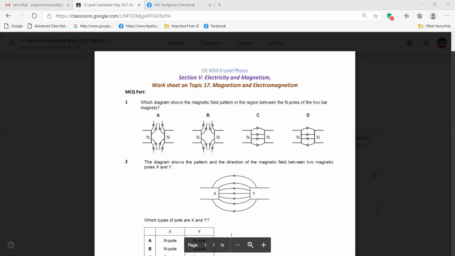When you are keeping anyone blank, you give the question mark. Okay. 9 also I did not do. 10 I did, Dhaka. 9 question mark. 10 Dhaka. Then 11 Canada. 11 cross. 12 I did not do.